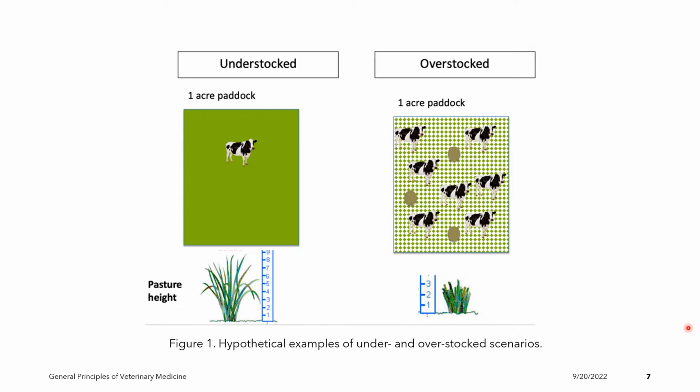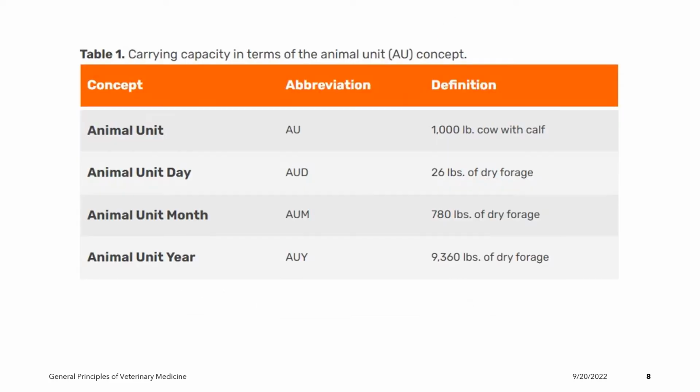On the other hand, too few animals result in underutilized forages and therefore potentially lost income. Over time, you will observe mature forages and uneven grazing in some spots of the pasture. A term that is used to understand and estimate forage requirement is the animal unit or the AU concept.